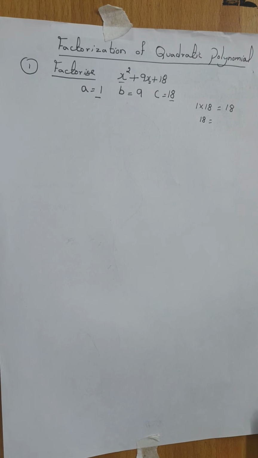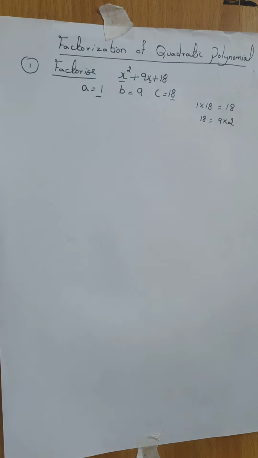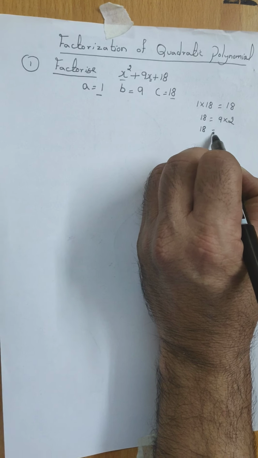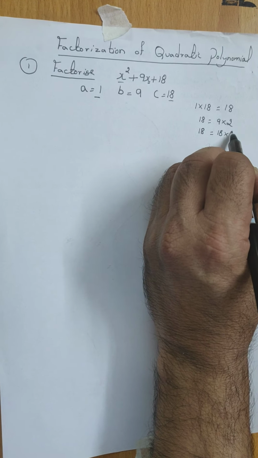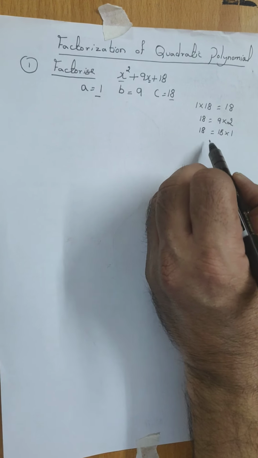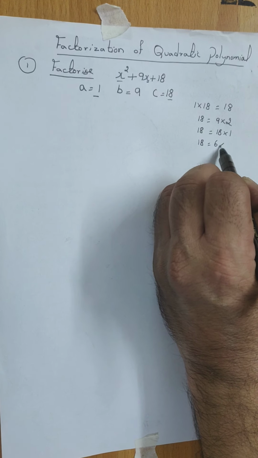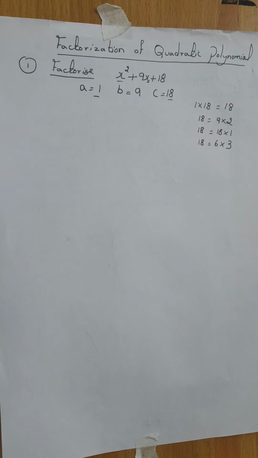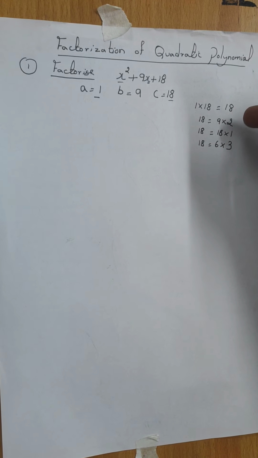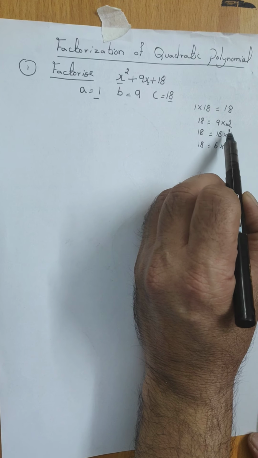Now 18, I can write as 9 into 2, right? Or I can write 18 as 18 into 1. Clear? And anything else I can write here? Or I can write 18 as 6 into 3. So like that you have to write down the factors.